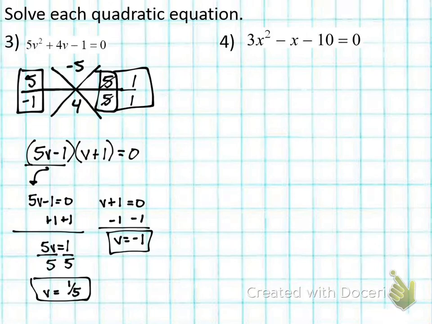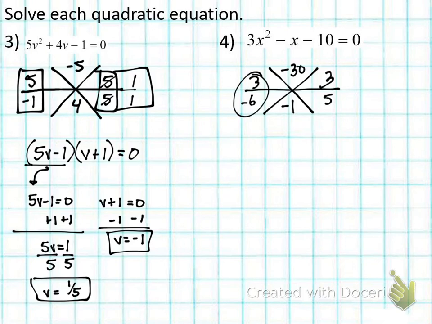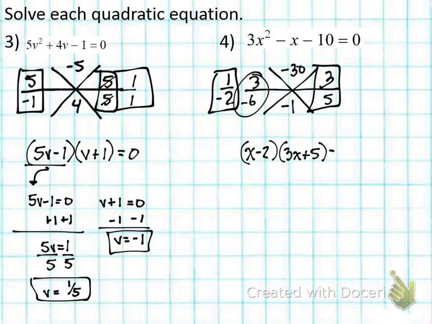Ready, set, go. Okay, so we got 3. We're going to do an Xbox here. There is no GCF again, so 3 times negative 10 is negative 30. 3 is our A, and then B is negative 1. So we got negative 6 times positive 5. This becomes 1 over negative 2. So we got x minus 2 times 3x plus 5 is all equal to 0.